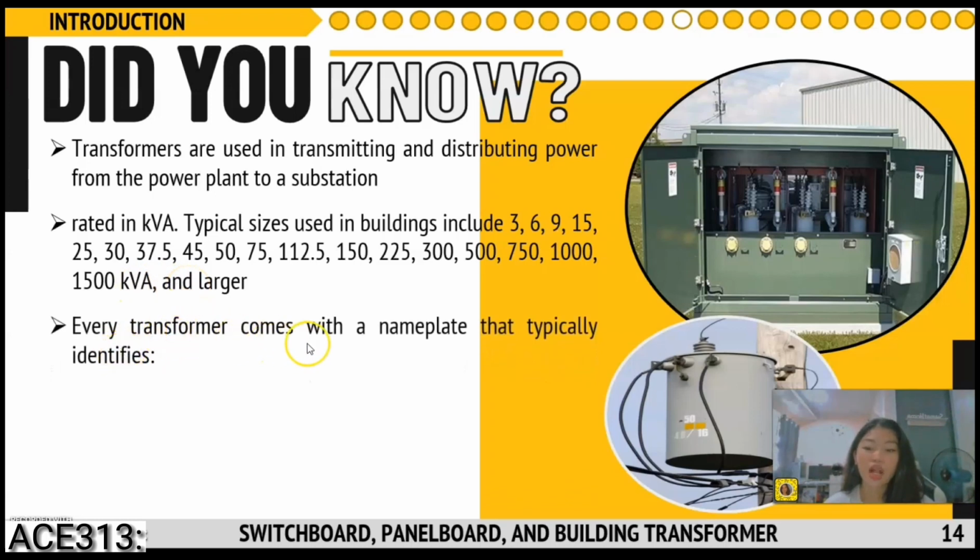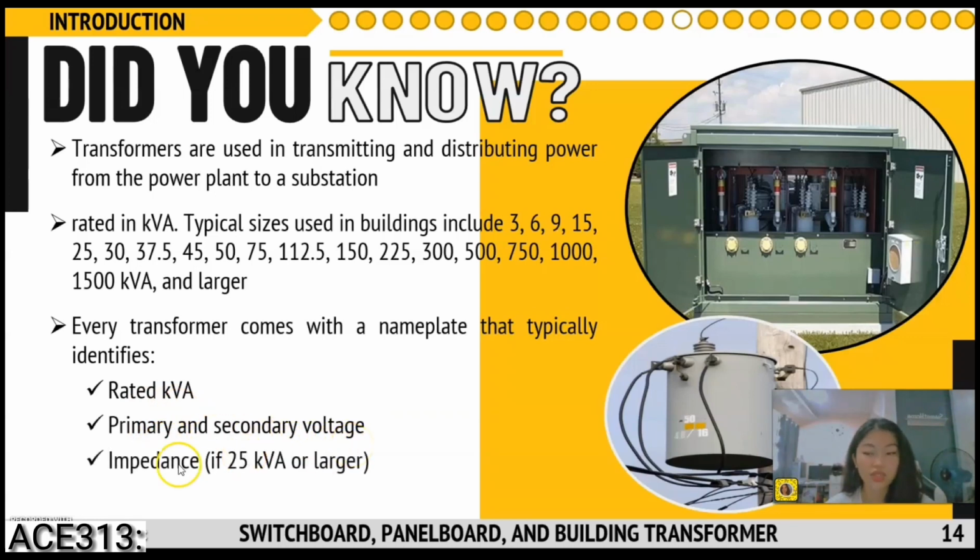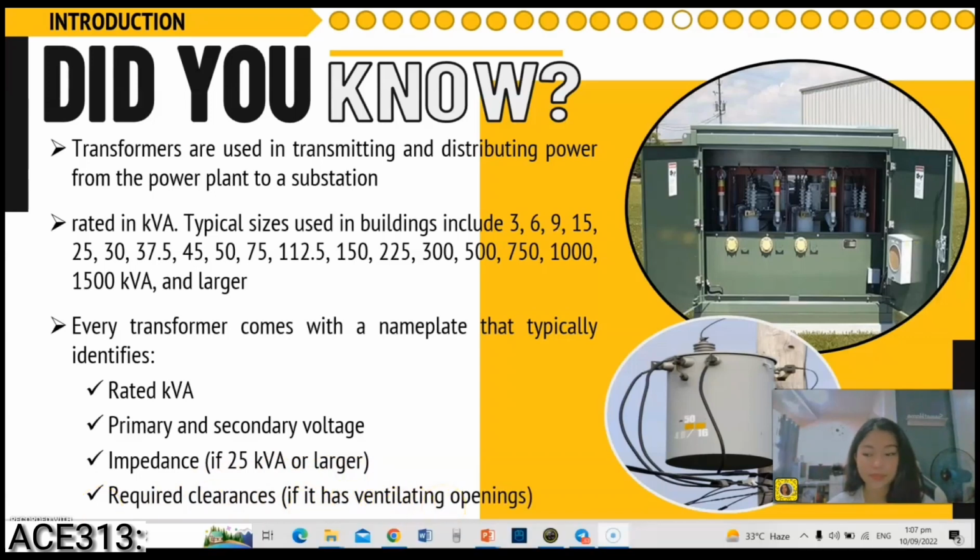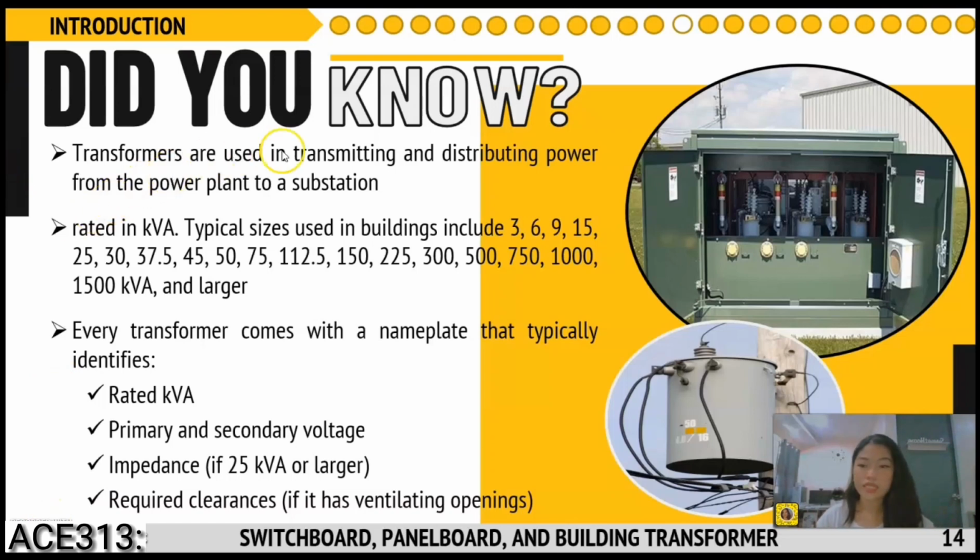Every transformer comes with a nameplate that typically identifies rated kilovolt ampere, primary and secondary voltage, impedance if 25 kilovolt ampere or larger, and required clearance if it has ventilating openings. Take down note of this keyword: transmitting and distributing power from a power plant to a substation. Okay? Take down notes, transmitting and distributing power from a power plant to a substation.